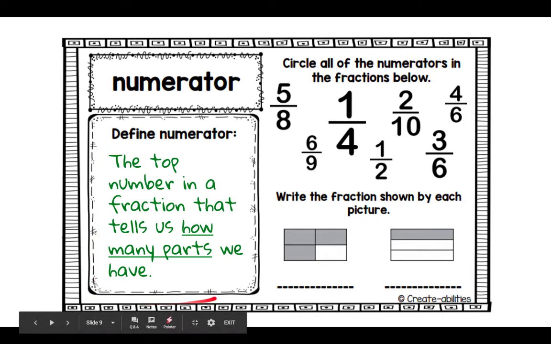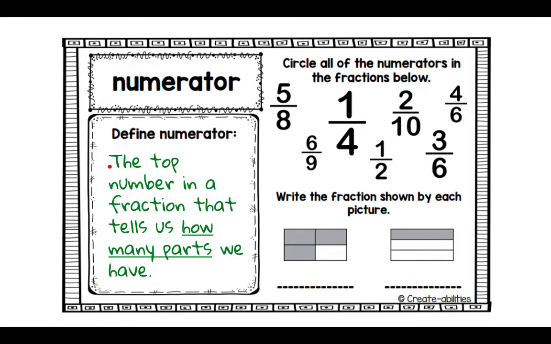So anything that's in green in my book on the screen, you are going to write in your book. So define the numerator. Well, the numerator is the top number in a fraction that tells us how many parts we have. That's kind of interesting. A lot of us know that the numerator is the top number. That doesn't shock a lot of you. But the part that I think is interesting is that it is the part that tells us how many parts we have. So it's not talking about the whole, it's telling us how many parts we have.